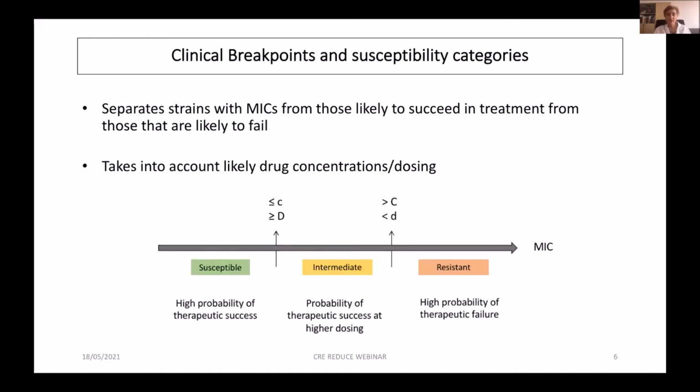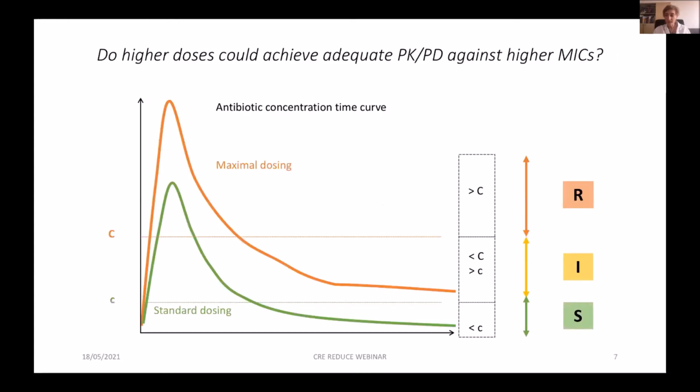We have a third category, which are the intermediate pathogens, for which the probability of therapeutic success can be high when higher dosing is used. This makes the assumption that higher dosing could achieve an adequate PK/PD target against higher MICs, as you can observe on this graph. So this is the assumption that intermediate pathogens could be successfully treated with higher than standard dosing.